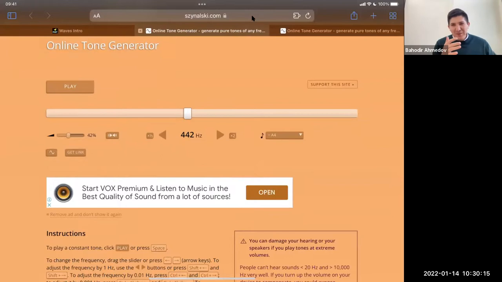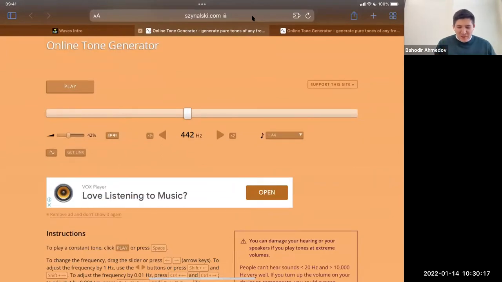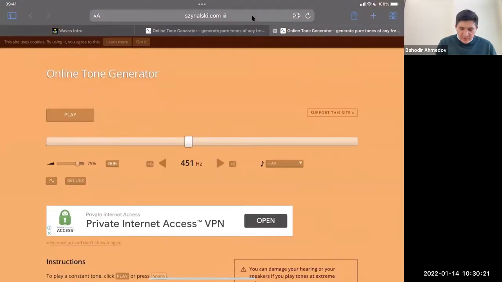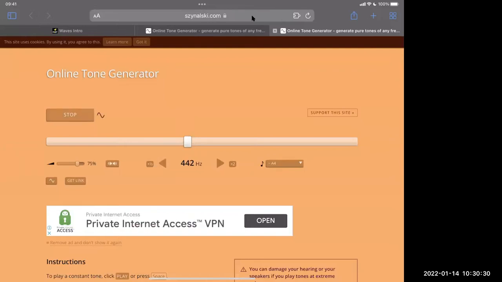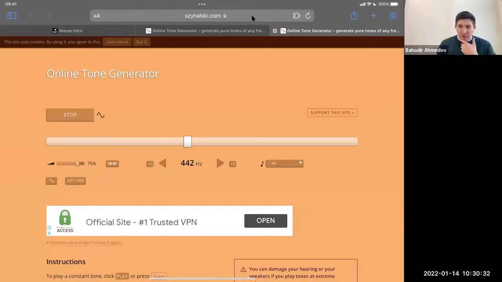So do you understand what's going on? If I just play the two sounds, 442 here and then 442 also here, you basically don't see any difference, but now I'm going to change the frequency of the second one, for example.